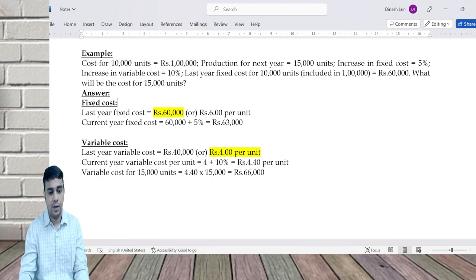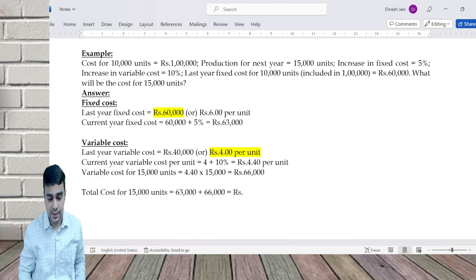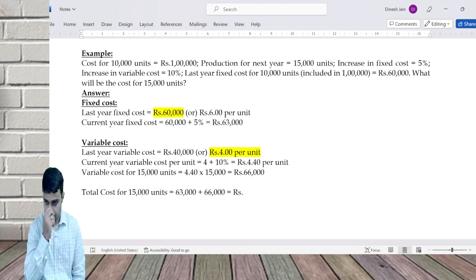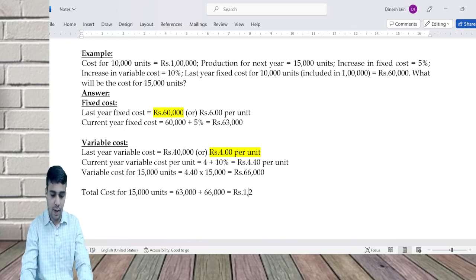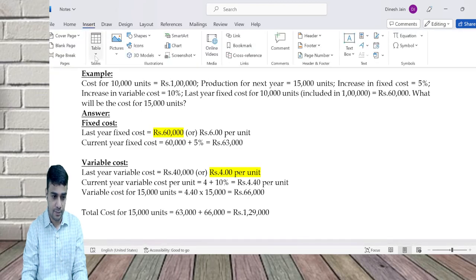All right, finally, total cost for 15,000 units is equal to 63,000 plus 66,000. 63 plus 66, 1 lakh 29,000.